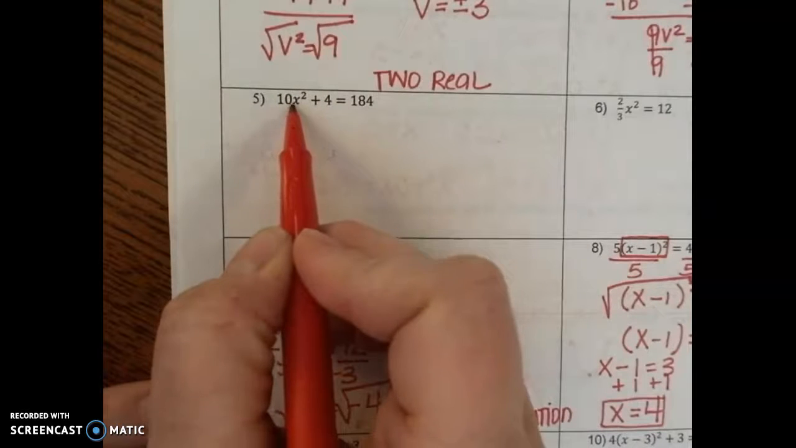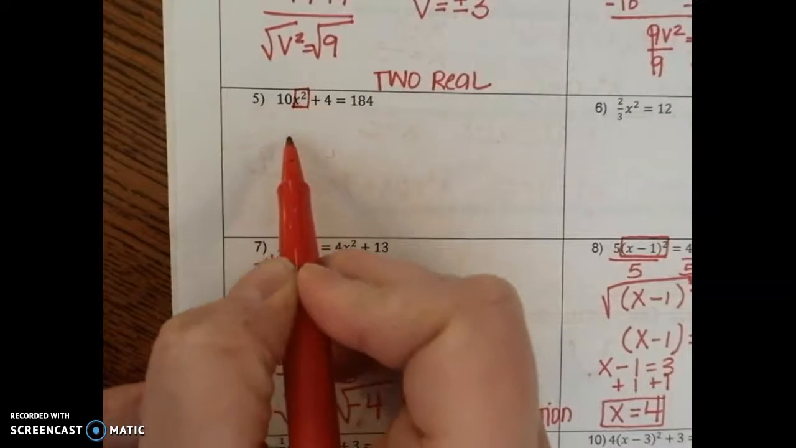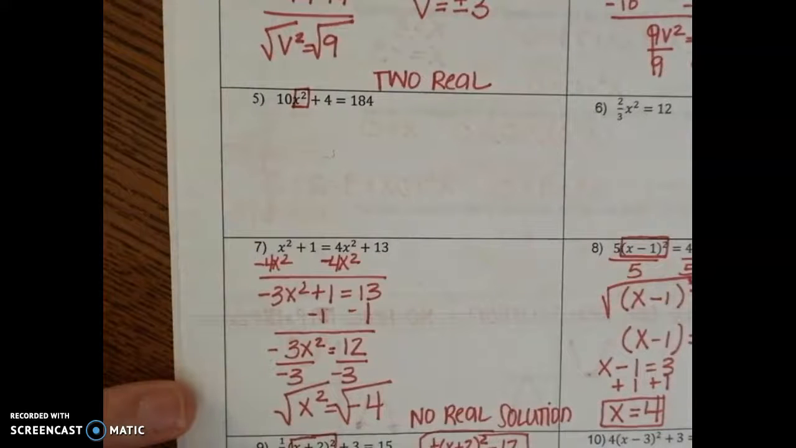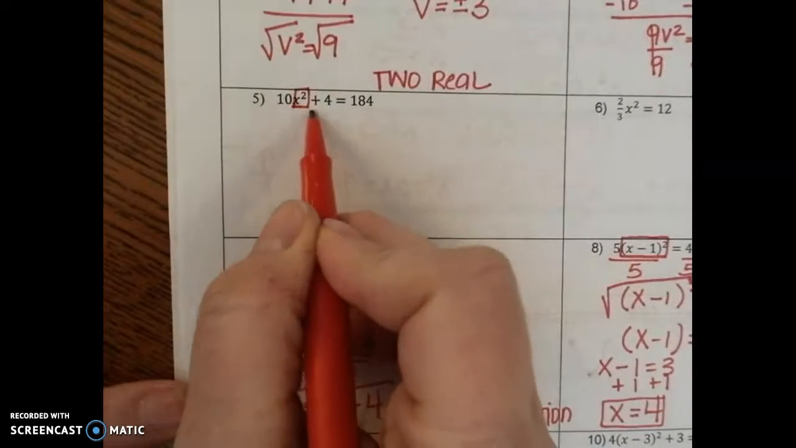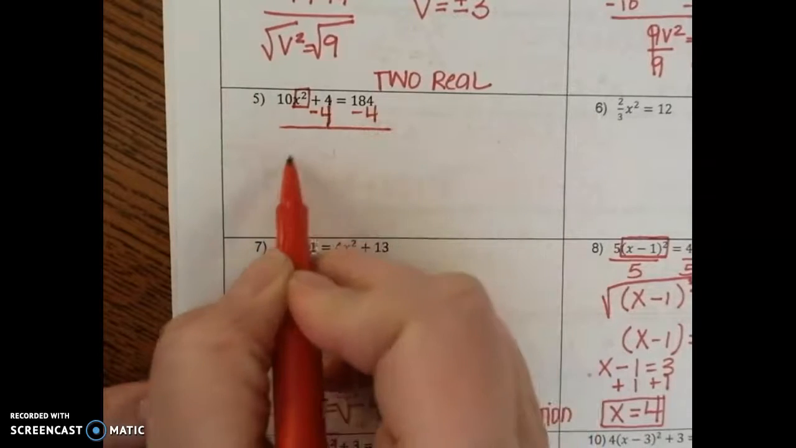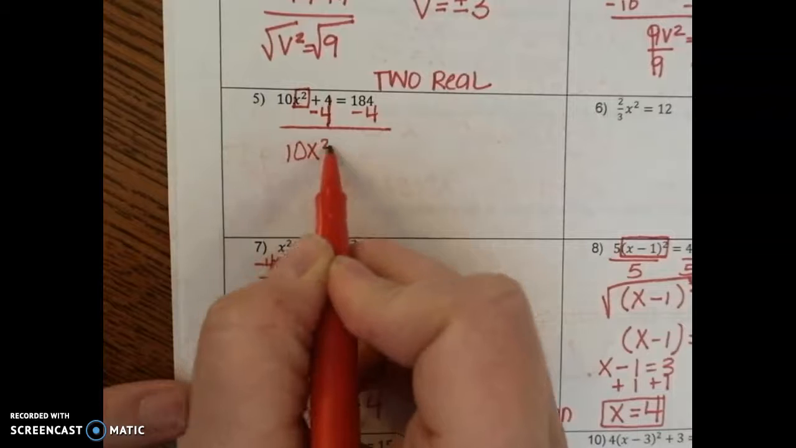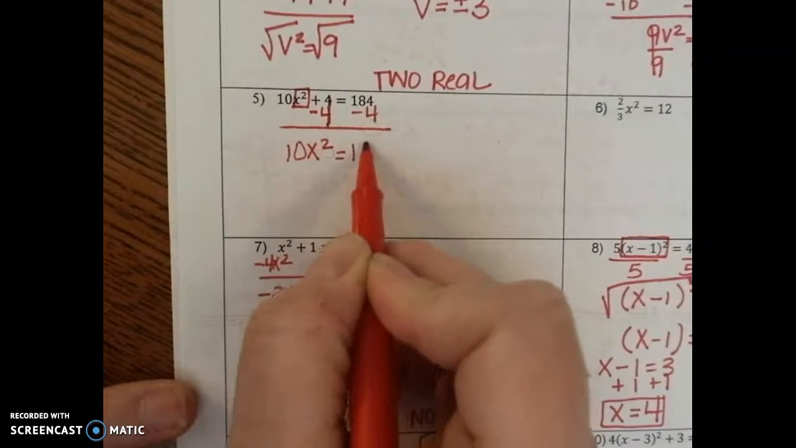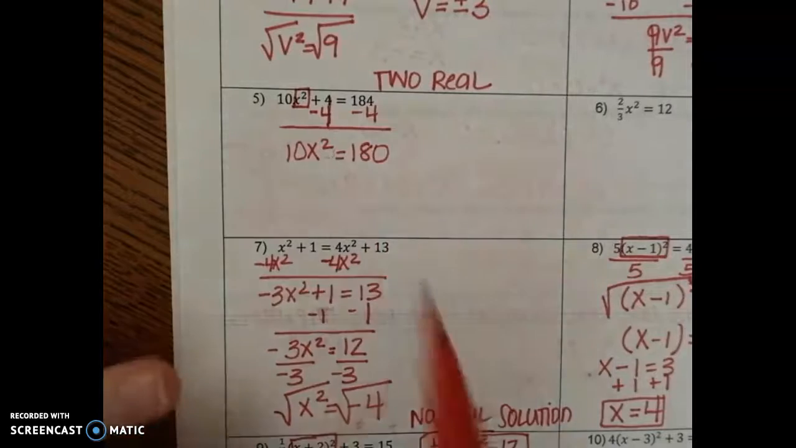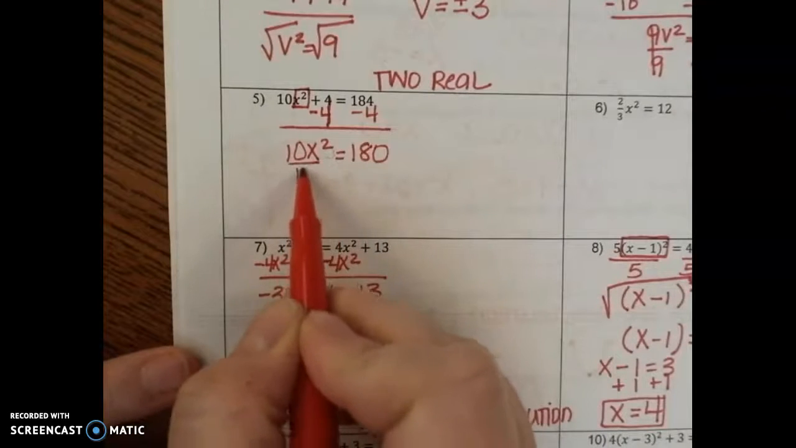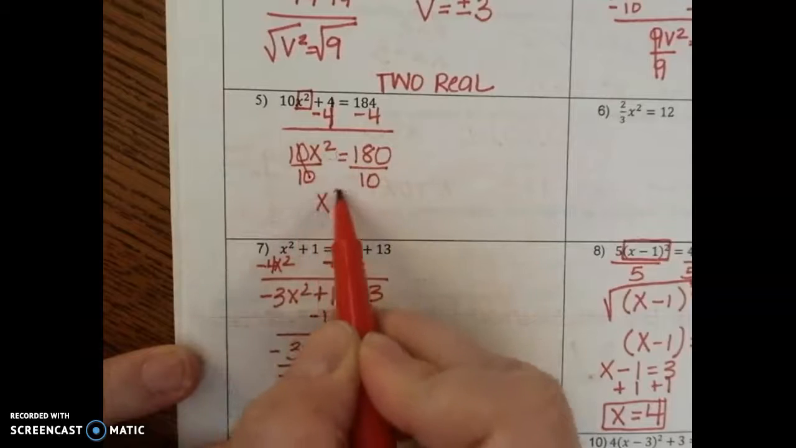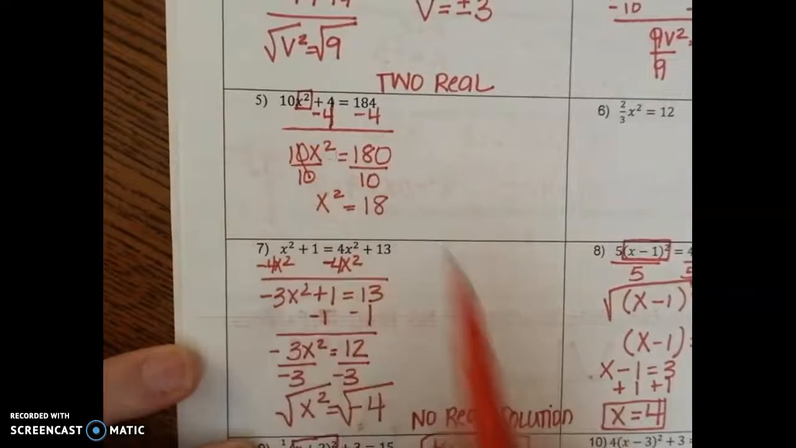What is being squared is x squared. So that means the 10 needs to go away and the 4 needs to go away. We have to do a reverse order of operations. So we're going to subtract 4 from both sides first. And we're left with 10x squared equals 180. And then to get the x squared term alone, we're going to divide. We're left with x squared equals 18.